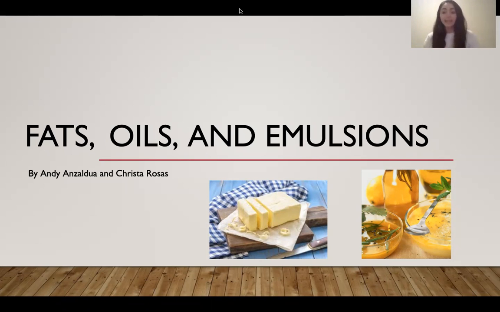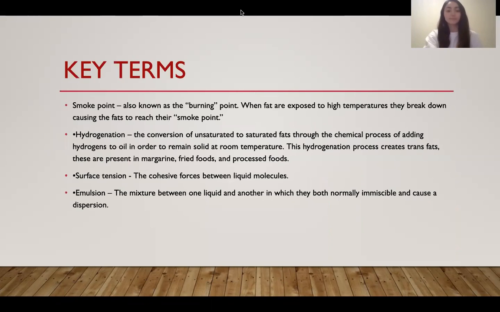Our topic today is fats, oils, and emulsions. All righty. So today we're going to talk about some key terms that you're going to need to know for your lab that's coming up this week.